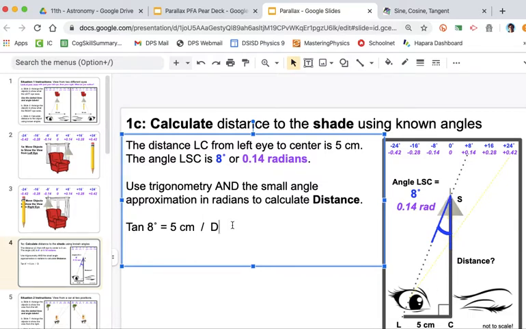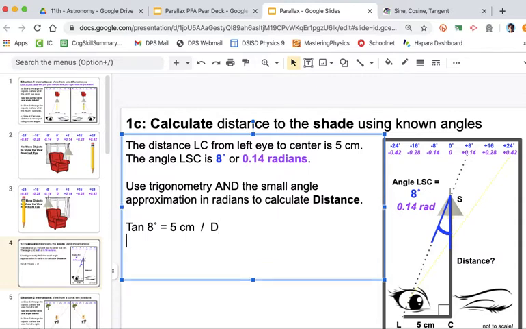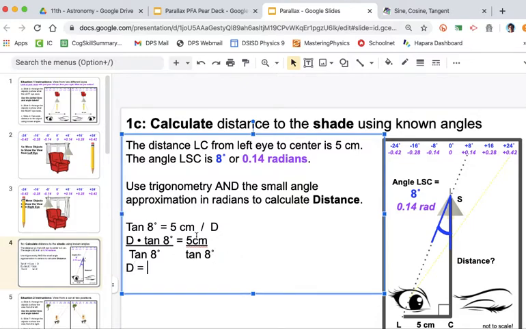So tangent of 8 degrees equals 5 centimeters over d. Then all I have to do is solve for d. My first step would be to multiply both sides by d. So I'd get d times tangent of 8 degrees equals 5 centimeters. And then I need to divide both sides by tangent of 8 degrees. And then I would get d equals 5 divided by tangent of 8 degrees.